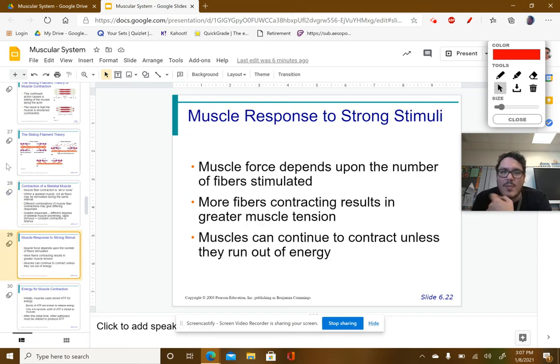So here we're just kind of repeating what I said on the last slide. Muscle force is dependent on the number of fibers stimulated. More fibers contracting results in greater muscle tension. What is the limiting factor? So, what is the one thing that can restrict your muscles? Energy. Is there enough ATP? If you run low on energy, then your muscles start to give out. So, how do we solve that? That's what we're going to learn more about in the next video.